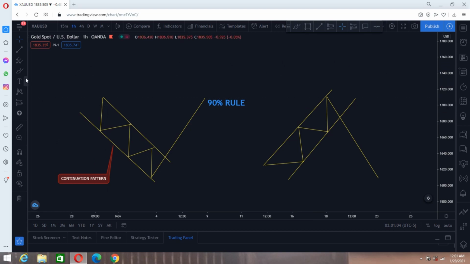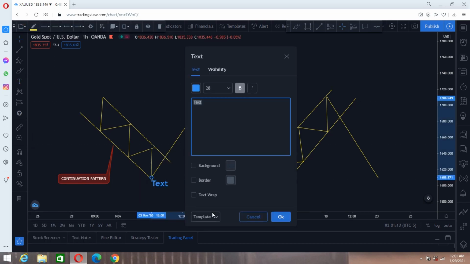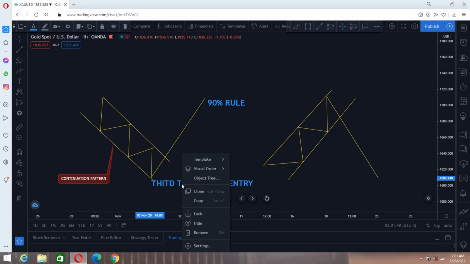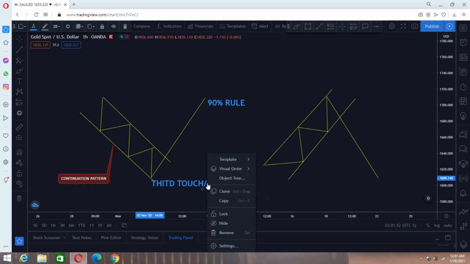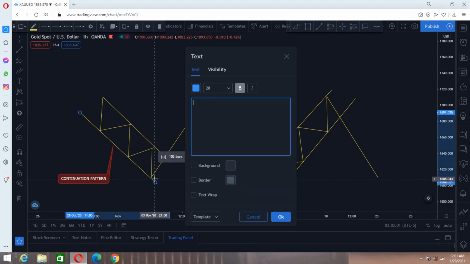is normally here on our third touch. This is our third touch. Then you can enter, risk entry. Sorry, let me edit this. Let me remove this, because I didn't check the spelling right. This is our third touch, or risk entry.